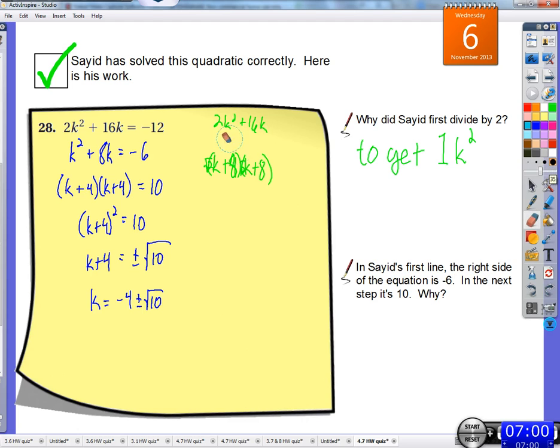I don't like bears. It's like our bear safety class at Glacier National Park. We all know, stay away from bears. Okay. So we stay away from that bear. We get 1k squared.